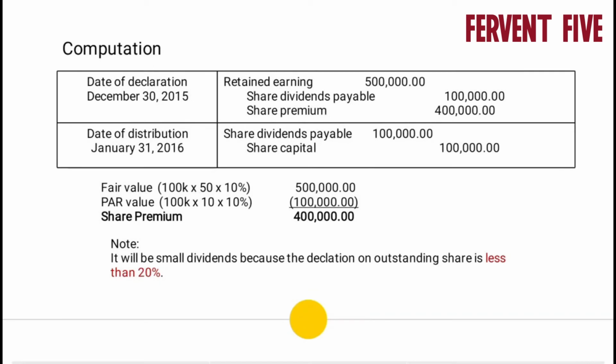On the date of distribution on January 31, 2016, share dividends payable is debited at 100,000 pesos and credit share capital of 100,000 as well. So, katulad ng sinabi ko kanina, small dividend siya kasi yung declaration ng outstanding share ay less than 20% lang.